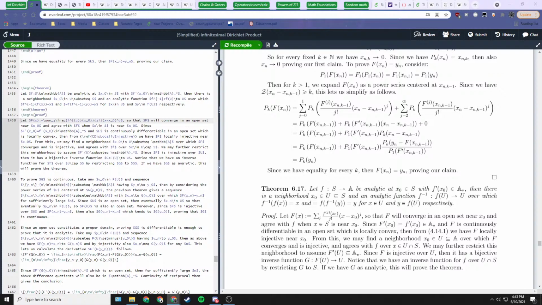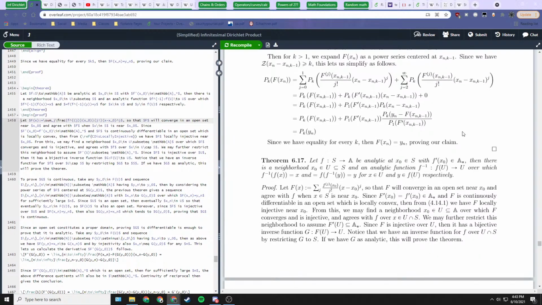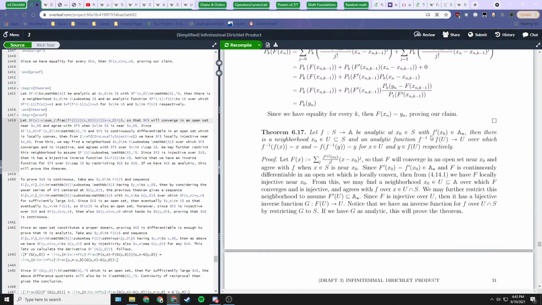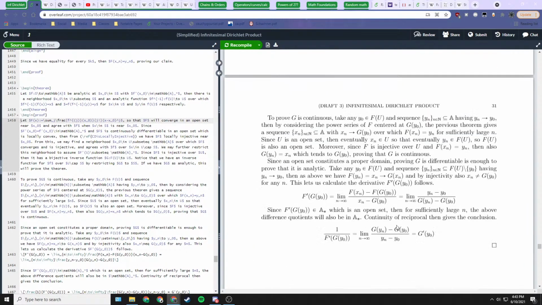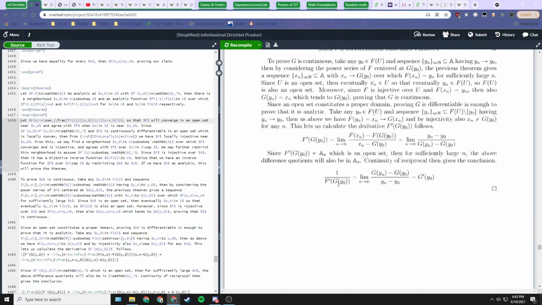We could do an example. It should hopefully be evident that if our function does not have its derivative as a unit, then it cannot have an analytic inverse function. In fact, it can't even have a differentiable inverse function. The reason is that if it did, then it would have to satisfy this identity: if we take the derivative of the inverse function, it's just the derivative of the ordinary function at the inverse value, but reciprocated.